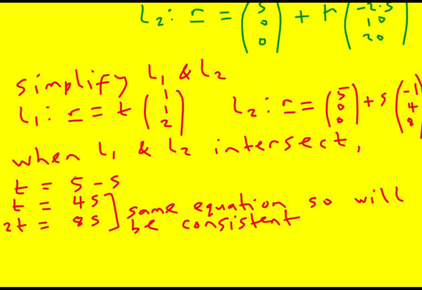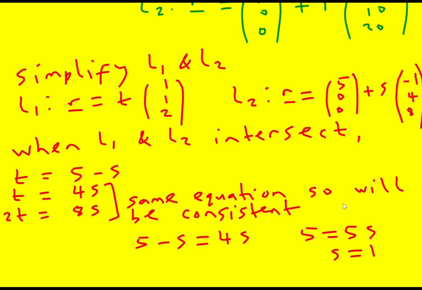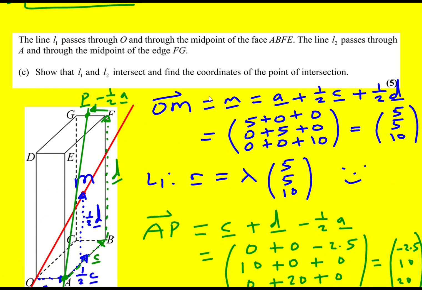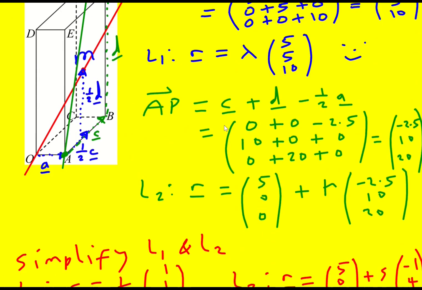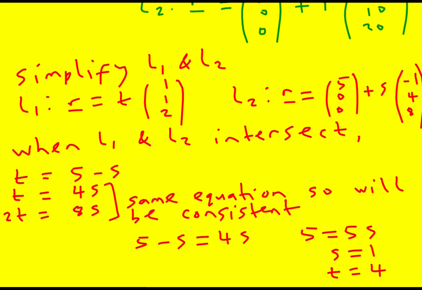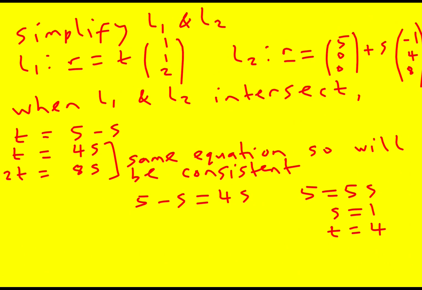And because I've got t and t, I can literally just say that 5 minus s must equal 4s. That means that 5 is equal to 5s and s is going to equal 1, from which we see that t must equal 4. All that's left is, I think we were asked to actually find the coordinate of intersection, so I can just put it back in, and it would make sense to put it back into the simplest one, which is going to be L1. So hold on, I can just say, yeah, so we'll be consistent. I should probably just say they will intersect.